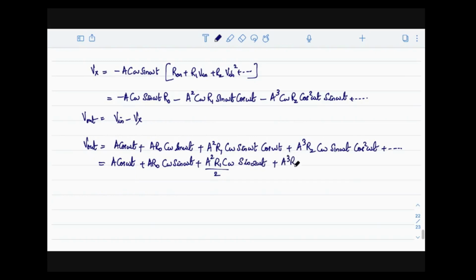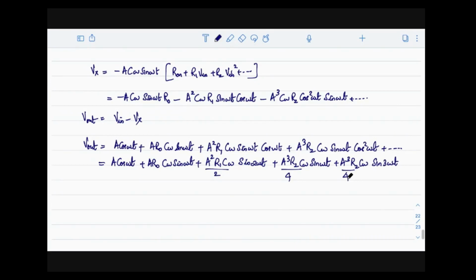Plus a cube r2 c omega into, there will be one term sin omega t, plus the last term will be, I think this is by 4, right? So a cube r2 c omega into sin 3 omega t by 4.